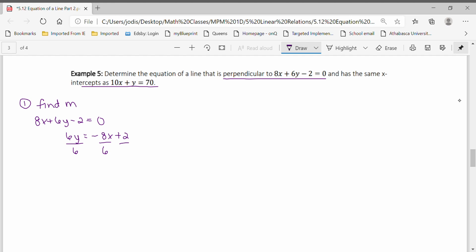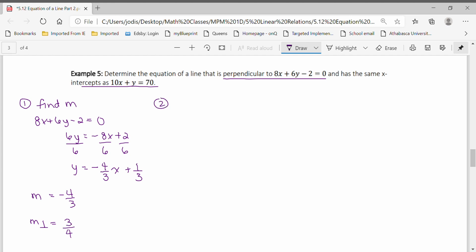Divide everything by 6. So 8 over 6 can reduce to 4 over 3. And 2 over 6 can reduce to 1/3. Okay. So then, since we have our slope here, our slope is -4 over 3, but we want the perpendicular slope, so that's going to be 3 over 4.